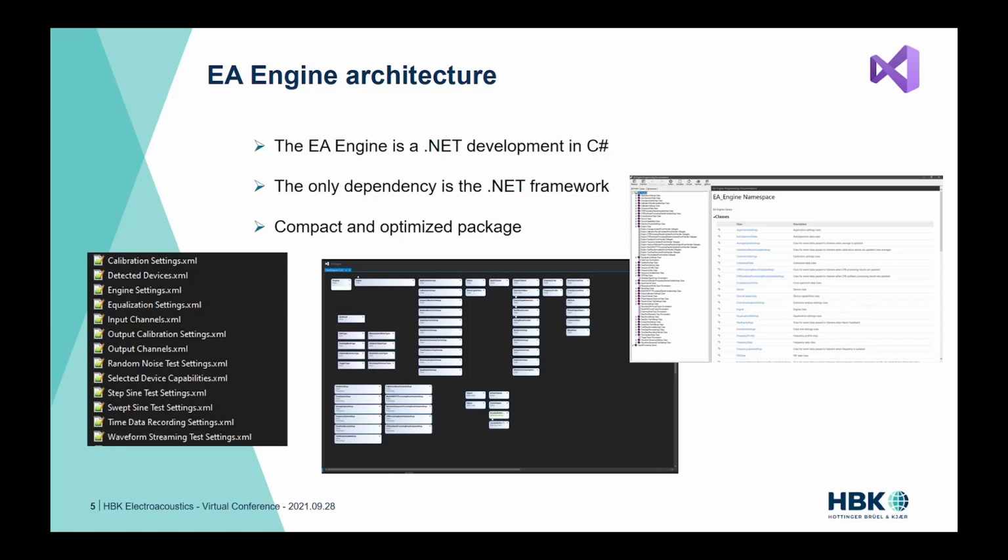The E-Engine is a .NET development in C#. No need to install any runtime. The .NET Framework, installed by default with Windows, provides all the necessary dependencies. So the package is light and optimized. I think it's around 30 megabytes for the installation. It is based on a signal processing library that works in the same way as all the other HBK sound and vibration portfolio applications.